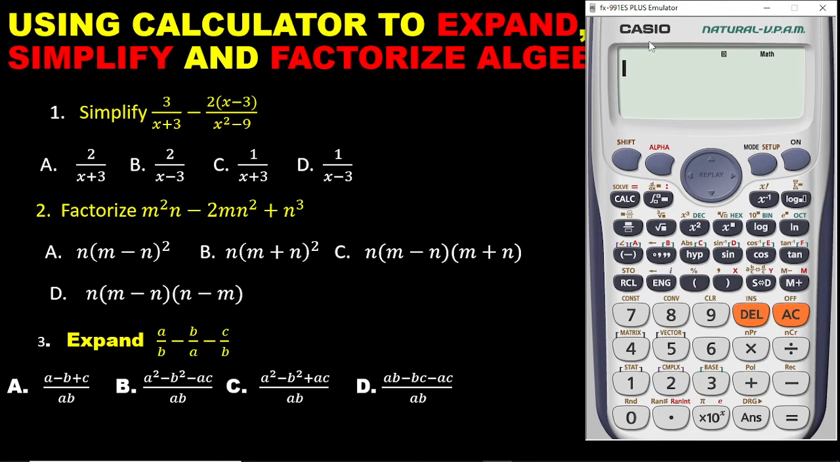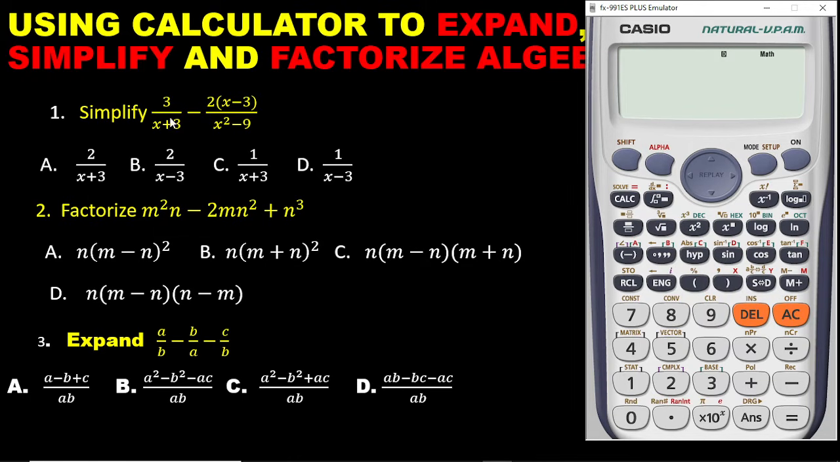Okay, so we have questions on the left hand side of your screen. The first one says simplify 3 over x plus 3 minus 2 bracket open x minus 3 bracket close, all over x squared minus 9. And this is an objective question. So we have the answers A, B, C, and D. Now, how do we know the correct answer using the calculator? Okay, so the simple step is this.